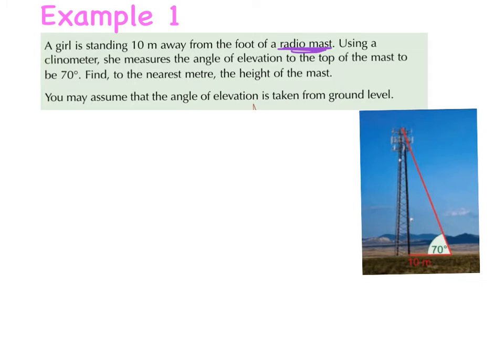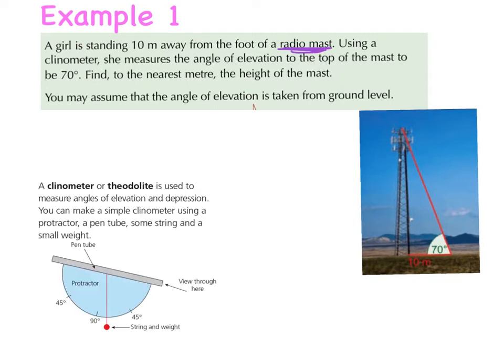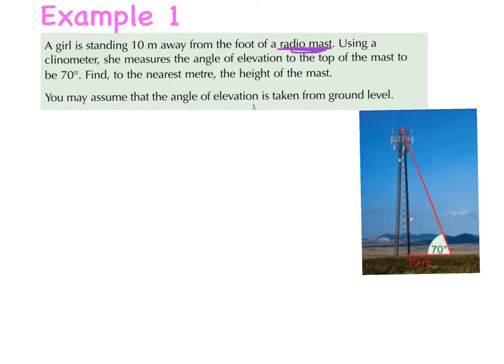If you do geography for your Leaving Cert and you're doing your fieldwork, you'll actually have to use a clinometer. I'll show you a picture of one here now. Just a little side note, a clinometer is used to measure angles of elevation or depression. You simply use a clinometer with a protractor and a pen and some string, and you pull it along and it will tell you the angle. But anyway, we're back to this question now.